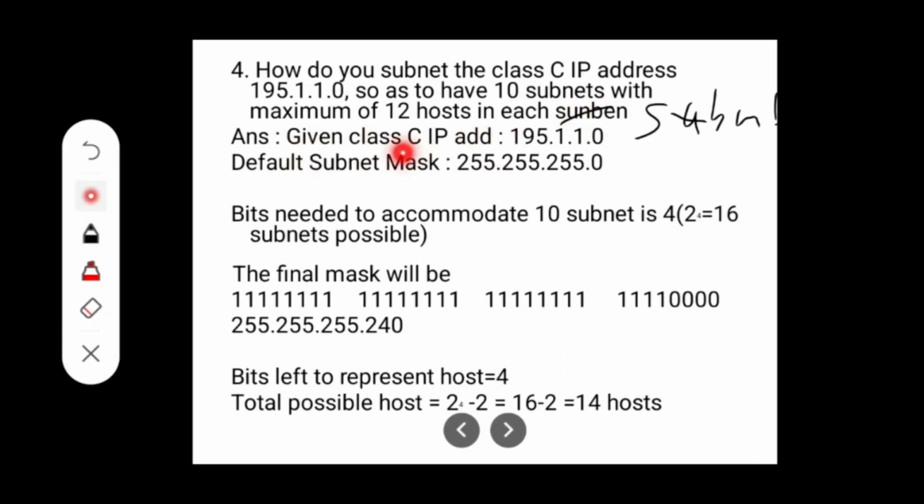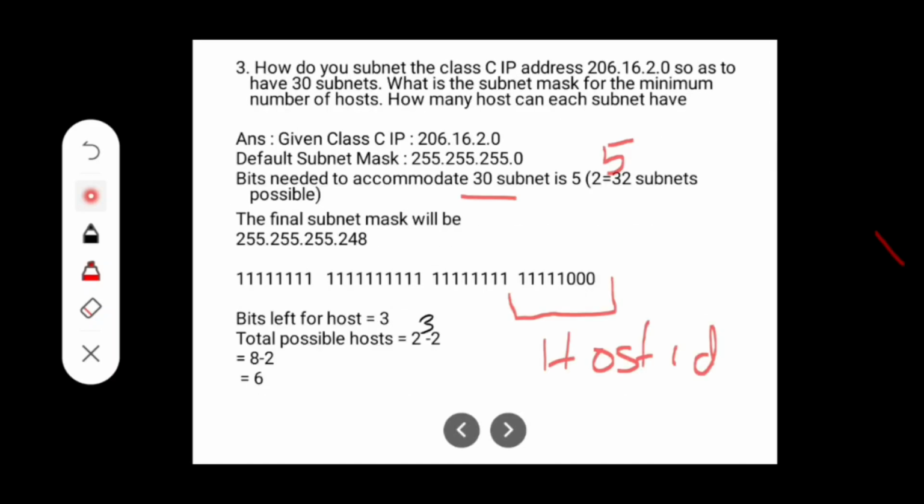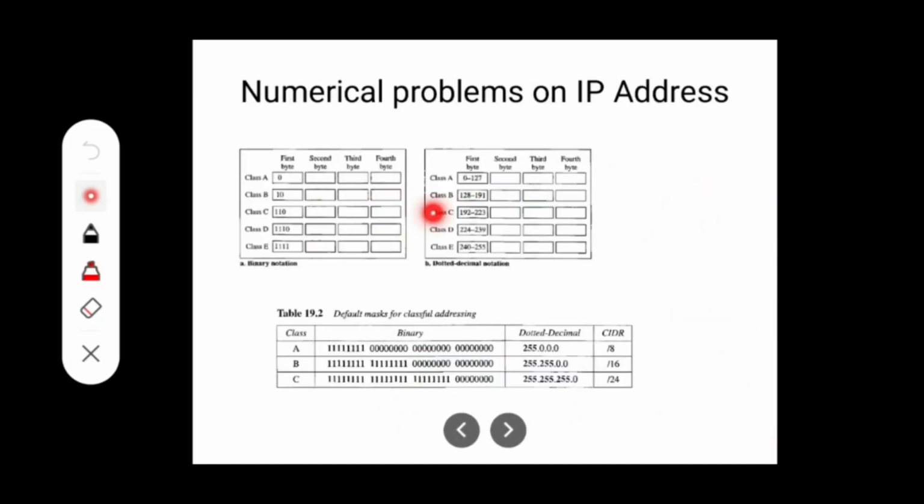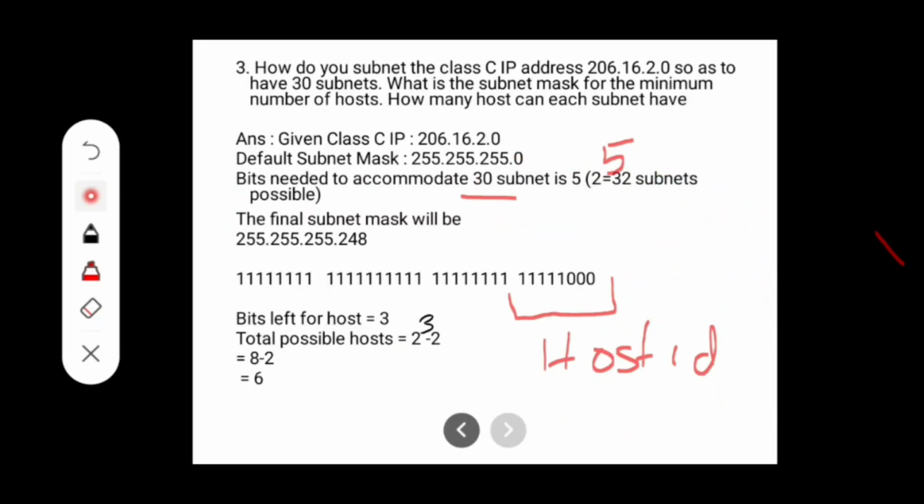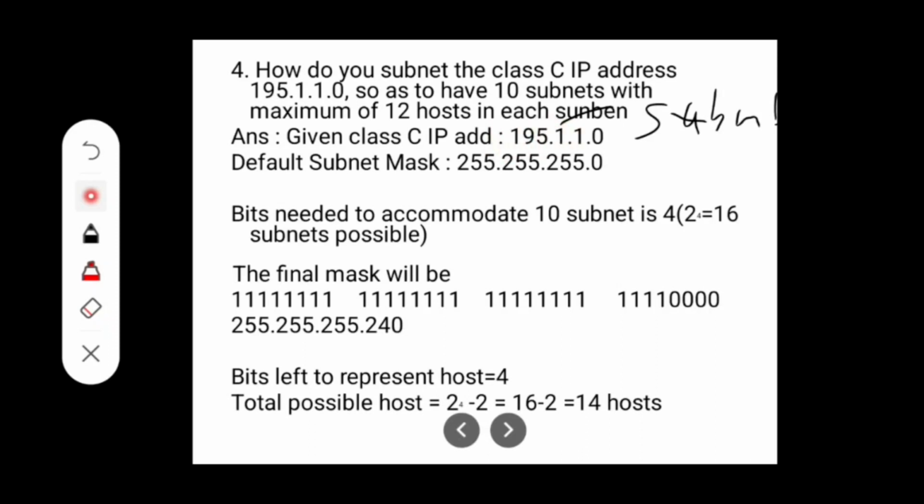So the IP address is already given. The IP address is 195.1.1.0. This 195 is of which class? Class C, starting from 192. So this IP address, this 195, will be in class C. So this is a class C IP address, and the default subnet mask will be 255.255.255.0, right?